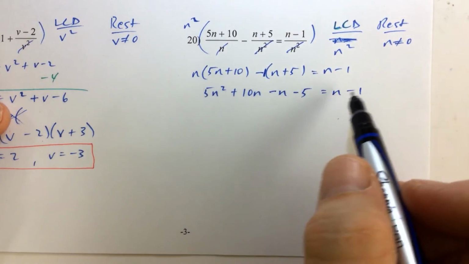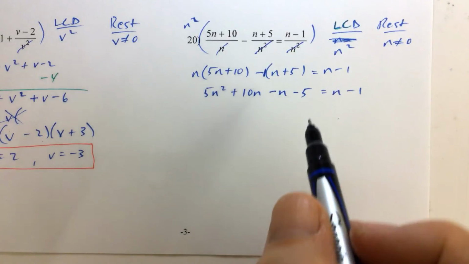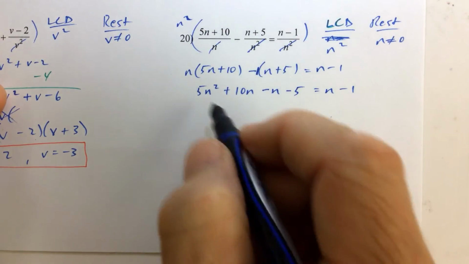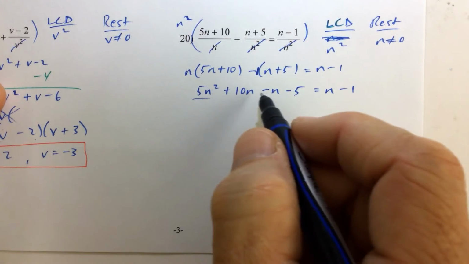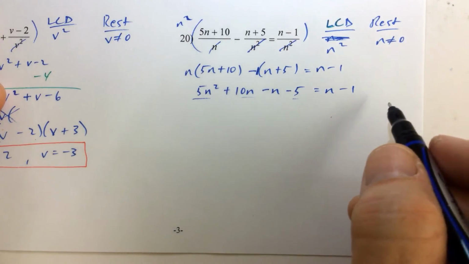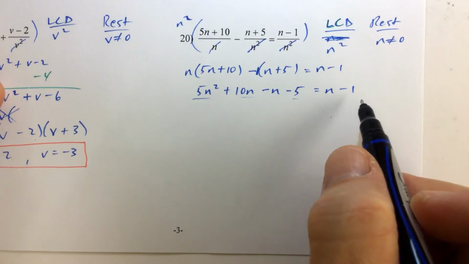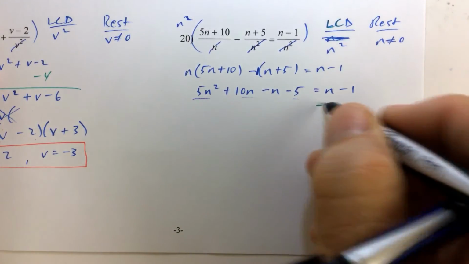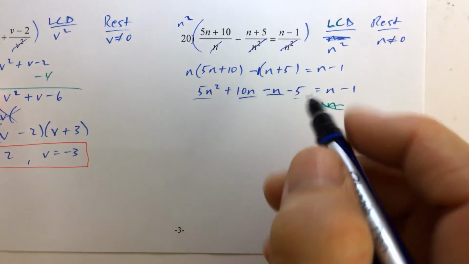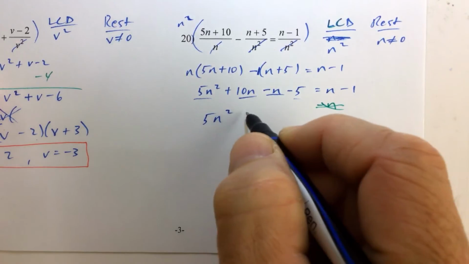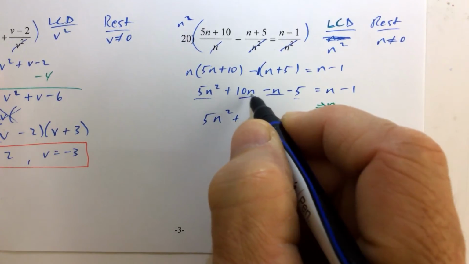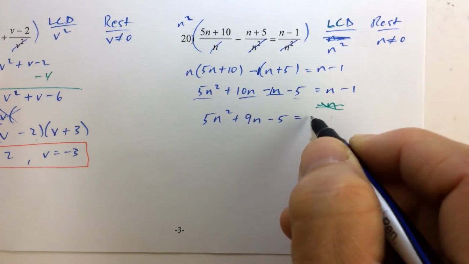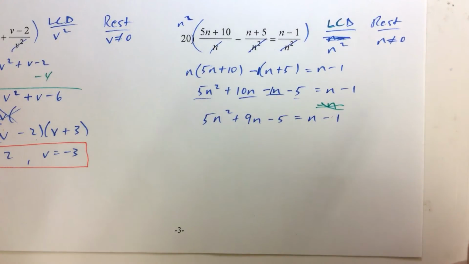Once students get to this point, they're almost home free, but really distributing that minus 1 is the key to this problem. Now, we can see we have a quadratic term, a linear term, a constant term. So we have a quadratic equation, and we want to gather all the terms to one side. Before we do that, we're going to combine like terms on the left-hand side. We get 5n squared plus 10n minus 1n is 9n, and then we have a minus 5. And on the right-hand side, we have an n minus 1.